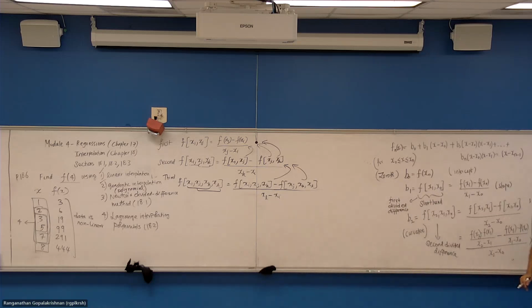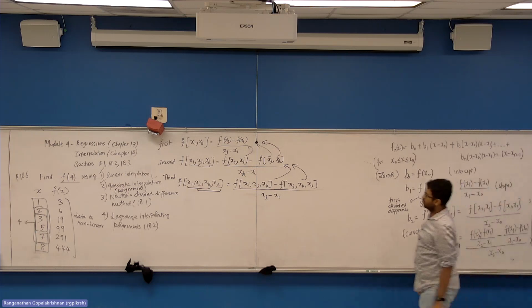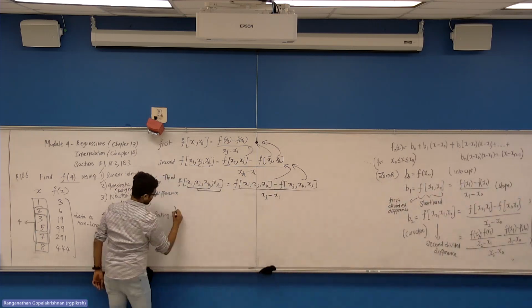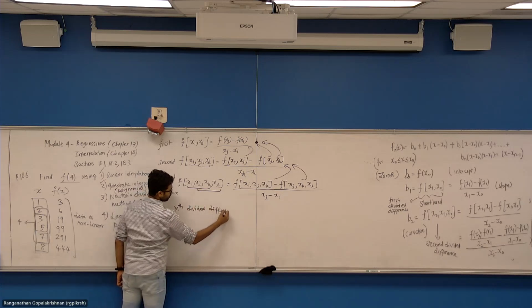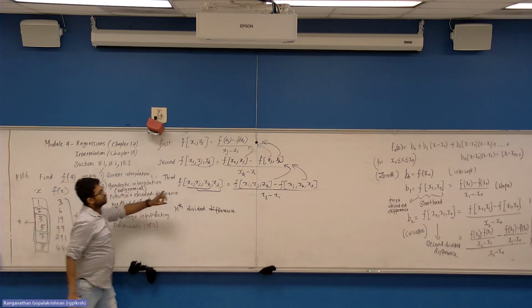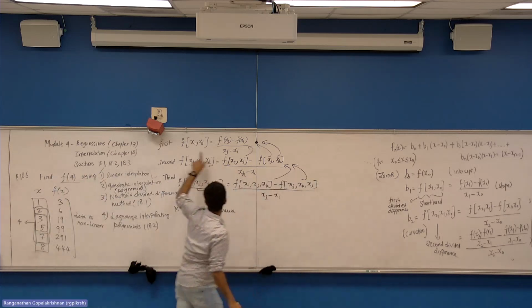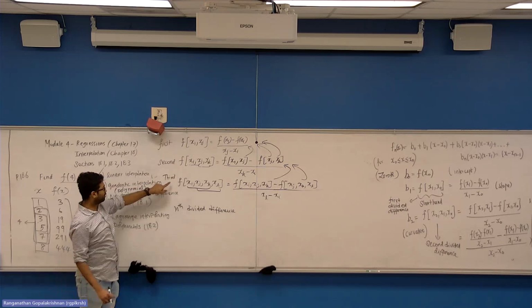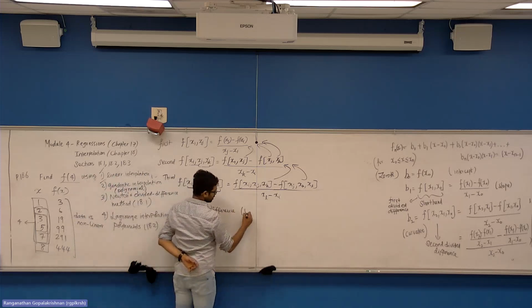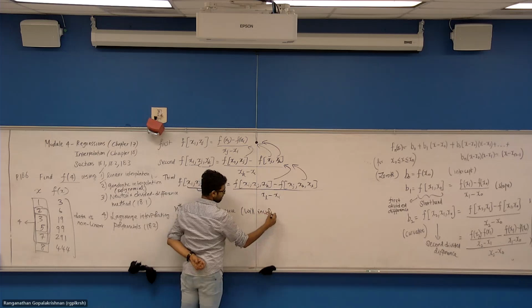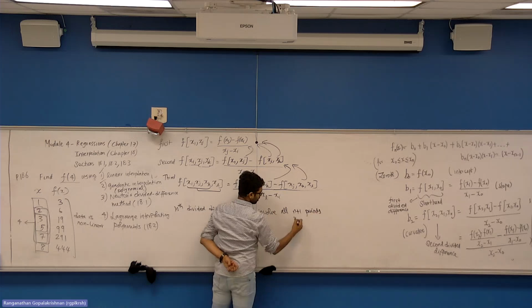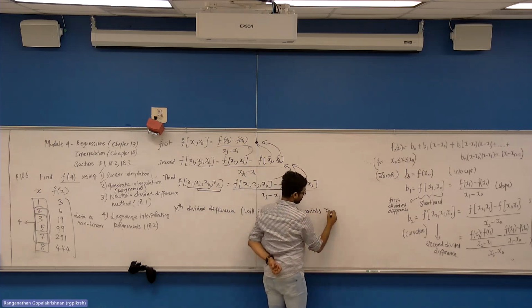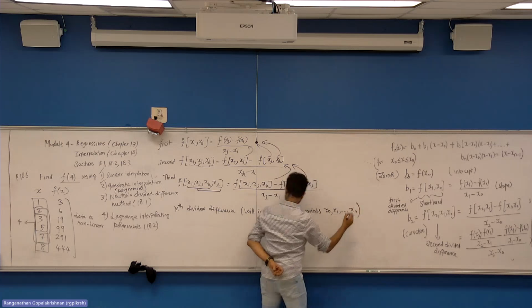So now we want to write what the nth order, nth divided difference is. If this is third, what will the nth divided difference be? Remember, 0th involves 1 point, first involves 2 points, second involves 3, third involves 4. So the nth divided difference will involve all n plus 1 points, starting from x0, x1, all the way up to xn.